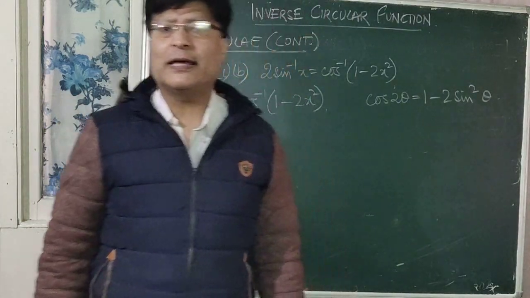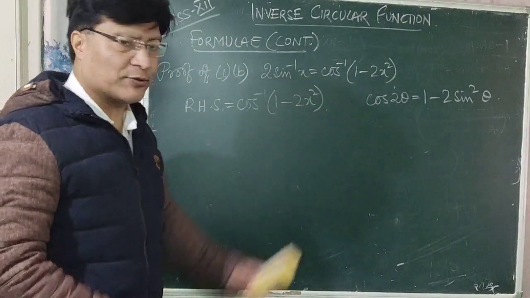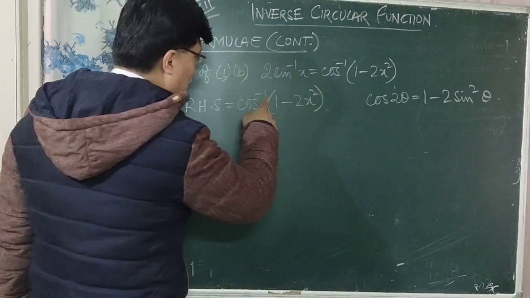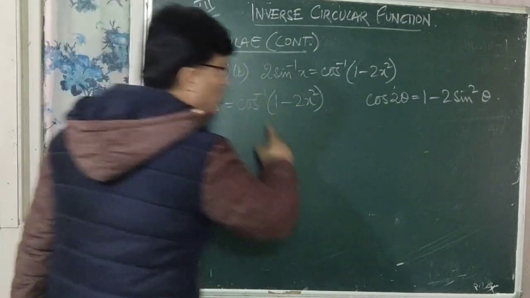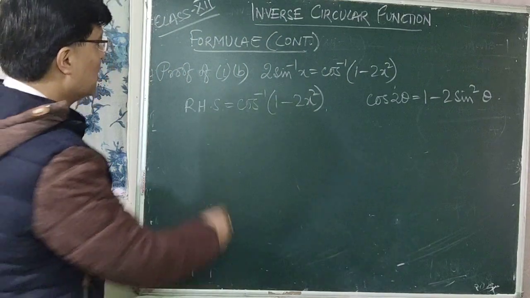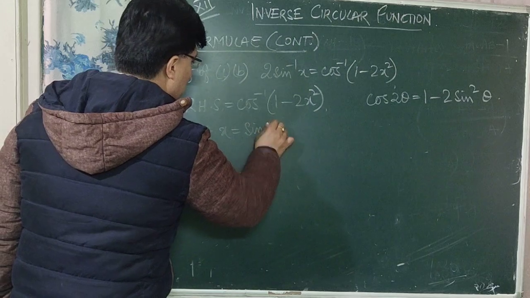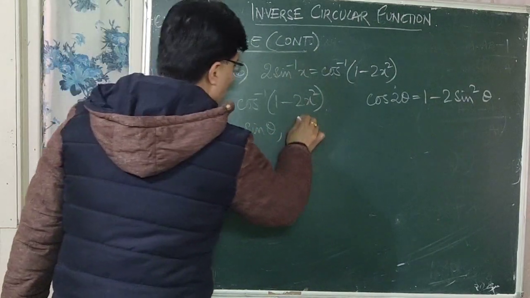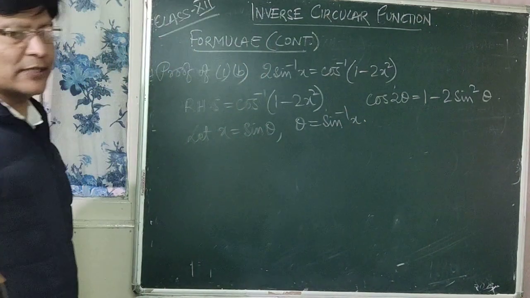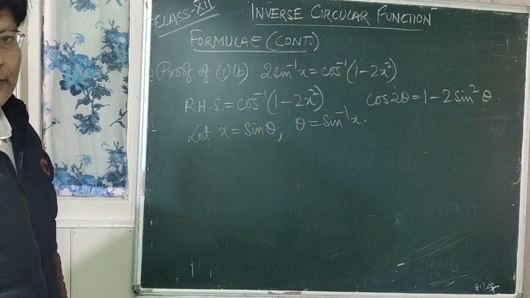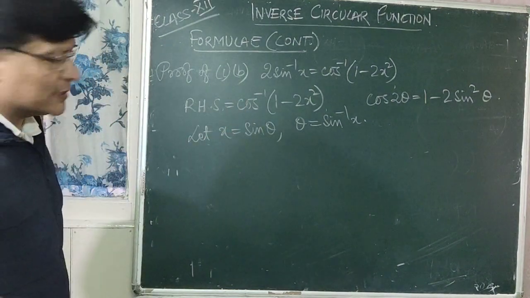This formula is from multiple angles chapter from trigonometry, right? So now already it is in the form 1 minus 2x square. So if you put x is equal to sin theta, you will get this form, isn't it? So let x is equal to sin theta. So what is the value for theta? Theta is equal to sine inverse x. Is it clear?